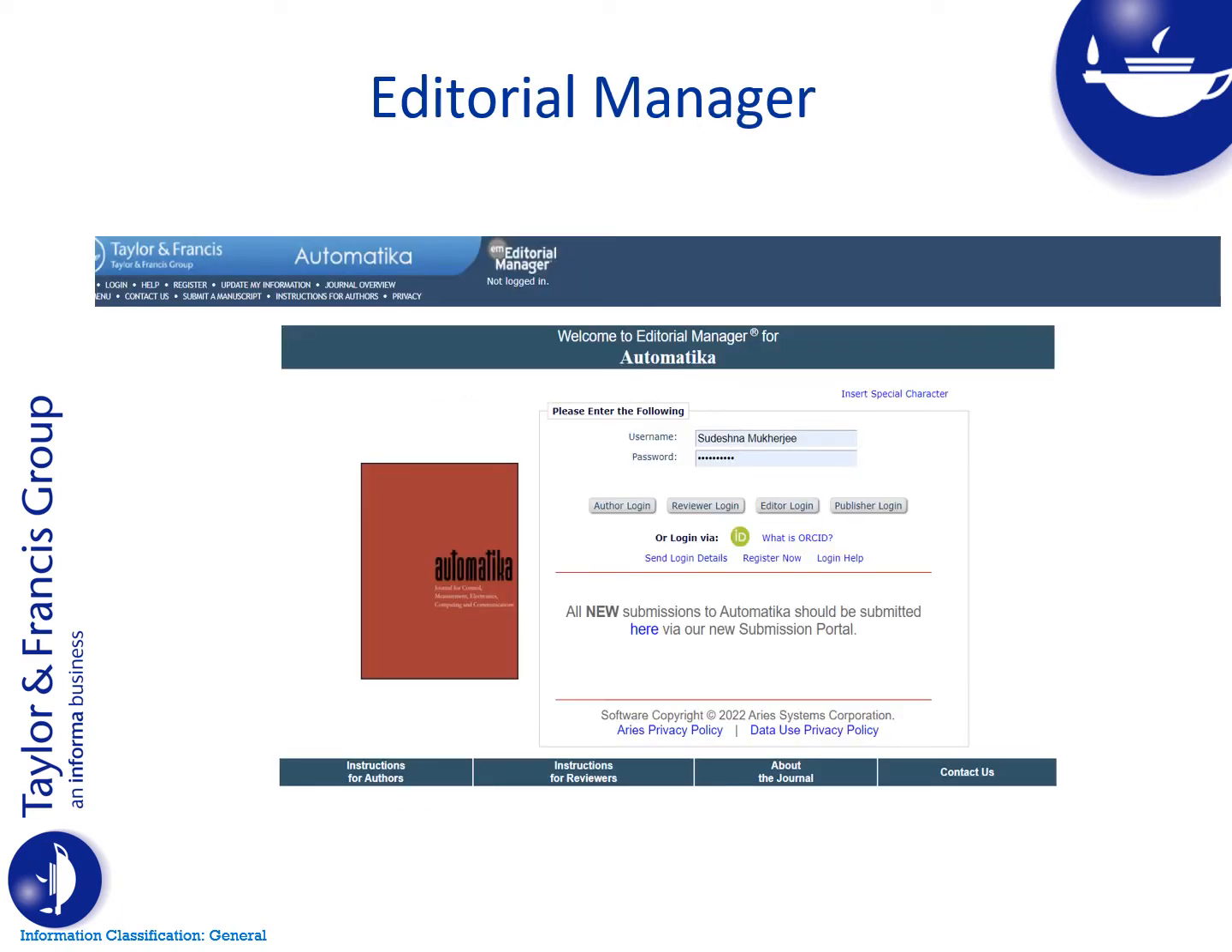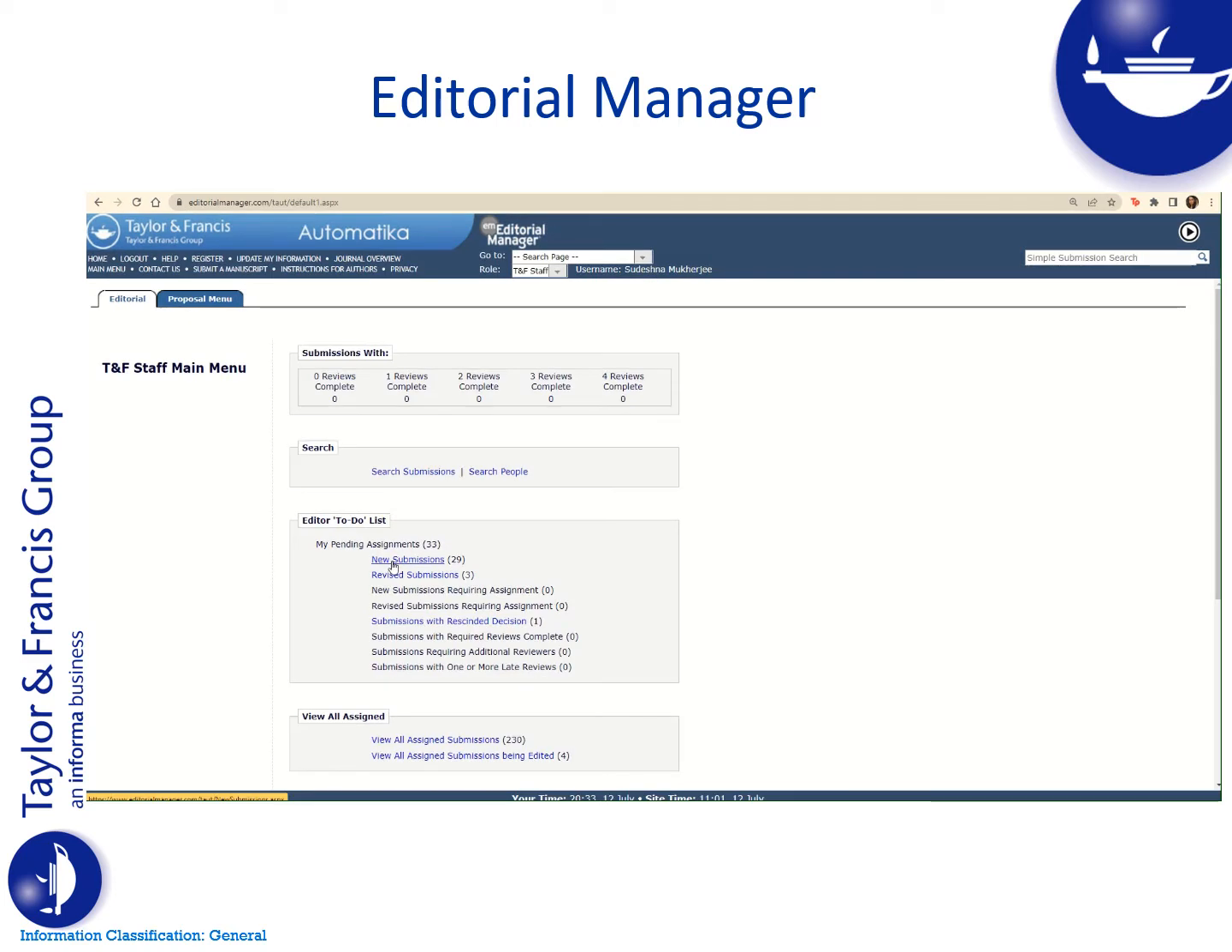I am now going to move away from these slides to demonstrate how to submit a paper to Crossref Similarity Check in Editorial Manager. This is Automatica, a Taylor & Francis journal that currently uses Crossref to check their submissions in Editorial Manager. I have logged into the site and we are on the main menu page which all users are met with when they enter the system.